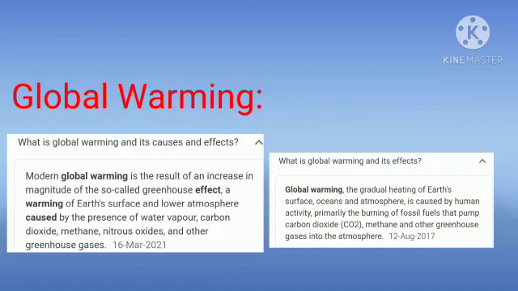This heat energy is trapped by the greenhouse gases. This process is called the greenhouse effect. If there is an increase in the percentage of greenhouse gases in the atmosphere, more of the sun's energy is trapped in the atmosphere. This results in an increase in the temperature of the Earth's atmosphere. It is known as global warming.